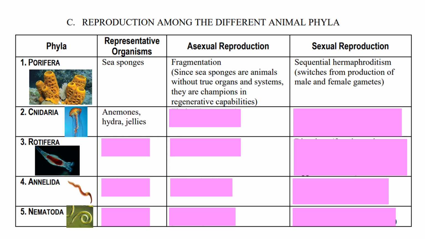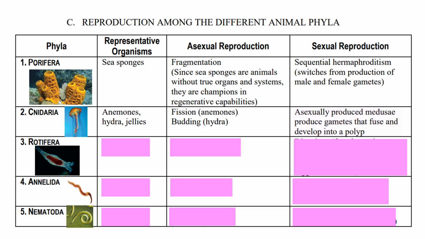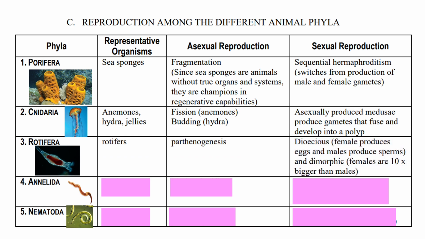For jellyfishes like cnidarians, asexual reproduction would be fission and budding. Sexual reproduction would be asexually produced medusae produce gametes that will be fusing, developing the polyp. Okay, so gametes are still produced. Rotiferans, rotifers, parthenogenesis for asexual reproduction, and for sexual reproduction they are dioecious. Female produce eggs, males produce sperms, and then dimorphic, females are 10 times bigger than males.